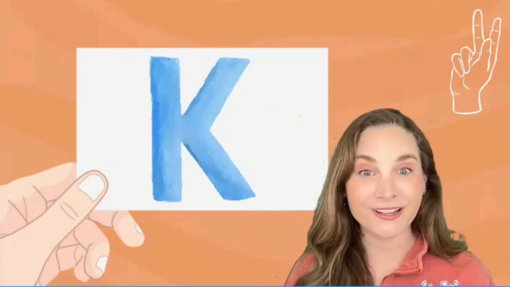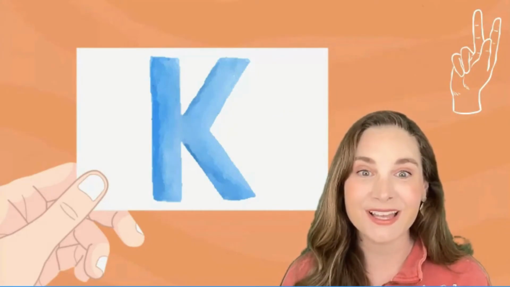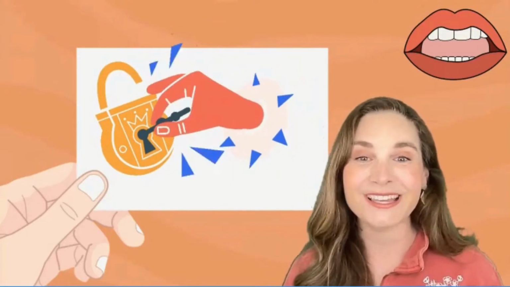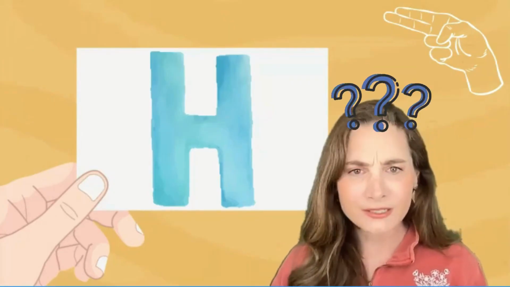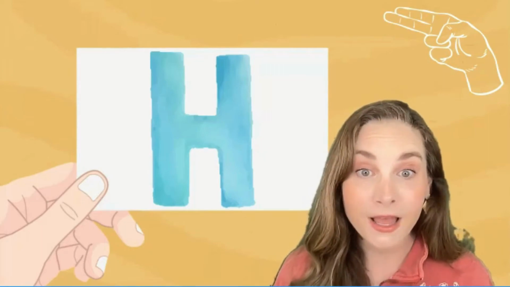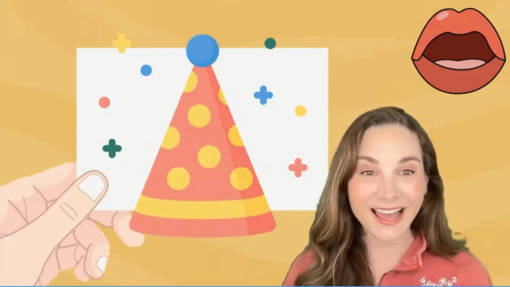This is the letter K. And what does the letter K spell? The letter K spells K, like in the beginning of the word key. This is the letter H. And what does the letter H spell? The letter H spells H, like in the beginning of the word hat.